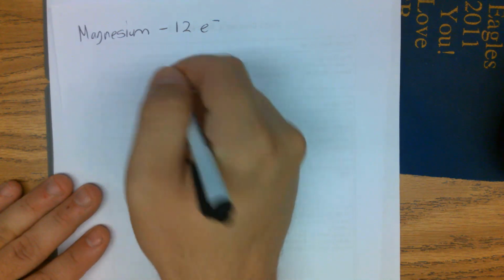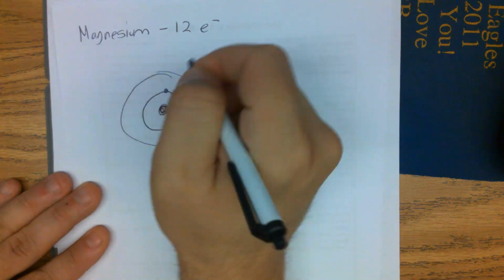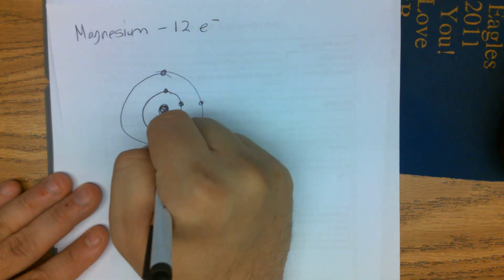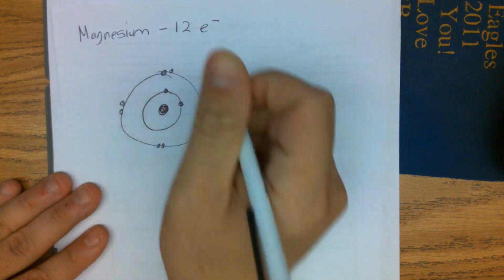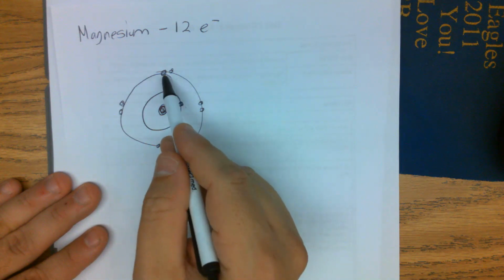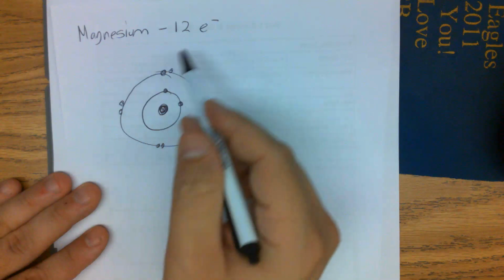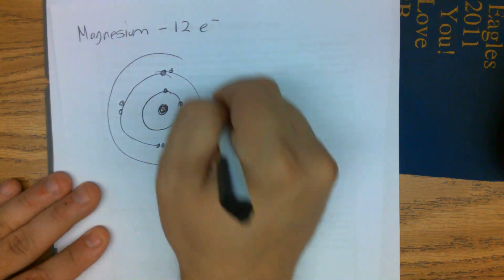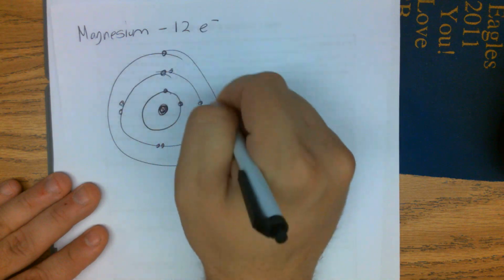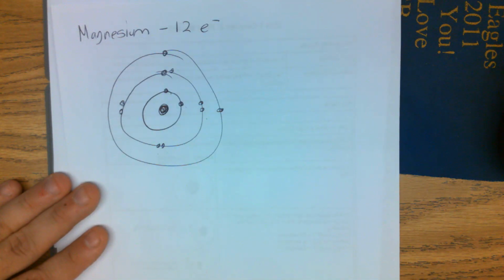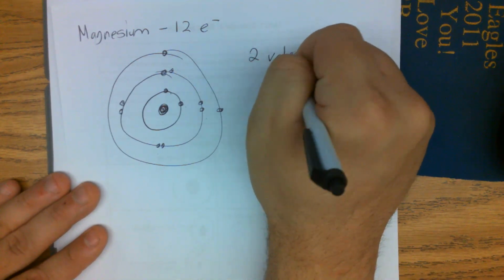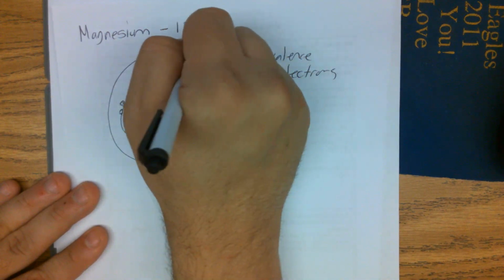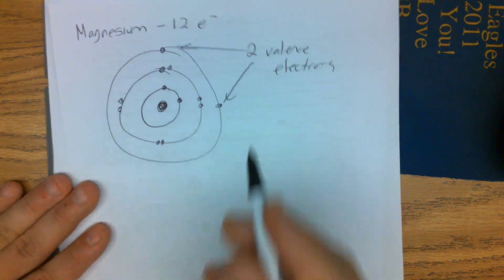We're going to fill it in. 2 in the first, now this is full. Then 3, 4, 5, 6, 7, 8, 9, 10. So we used up 10 electrons, but we have 12. For the last 2, we have to add the third energy level. 1, 2. So this will represent magnesium. Magnesium is going to have a total of 2 valence electrons. We're only looking at the electrons on the outside, the valence electrons.